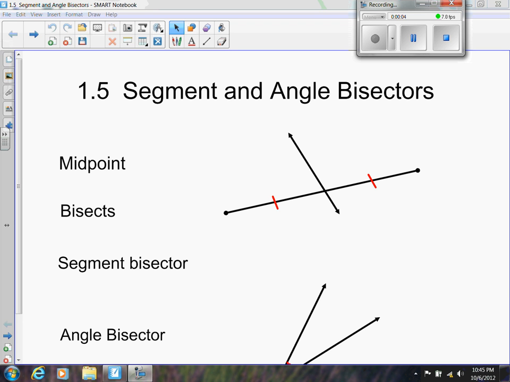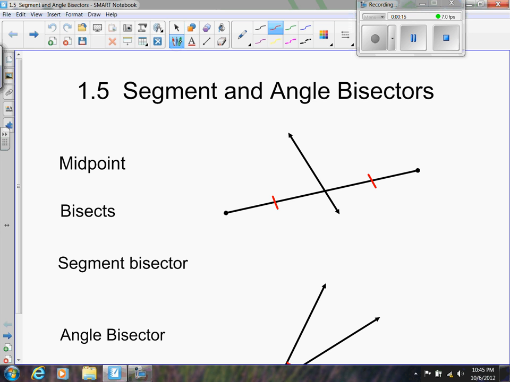1.5 segments and angle bisectors. We're going to start off today with more definitions, more words to know. You need to know what midpoint is, and not just kind of what it is, but know the definition.